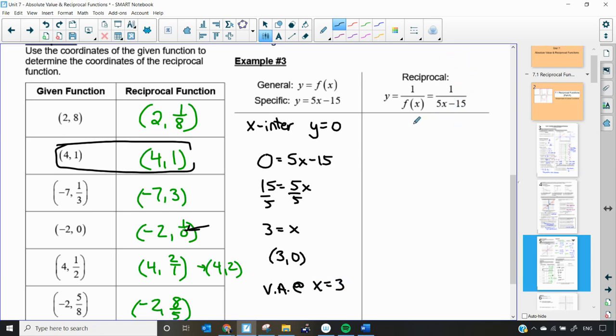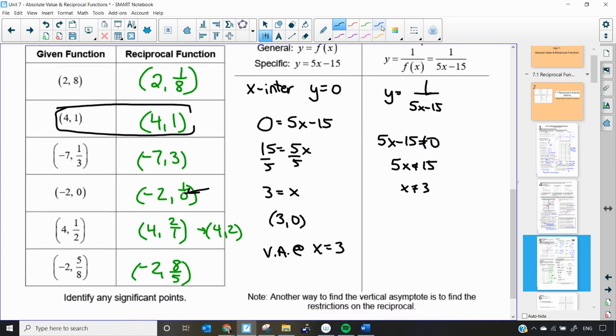Now we can double check that. For our reciprocal function, we have y equals 1 over 5x minus 15. If we were to think about our NPVs from our previous unit, we know that 5x minus 15 cannot equal 0. And so if we rearrange, that means 5x cannot equal 15, x cannot equal 3. So our NPVs also correspond to our asymptotes.